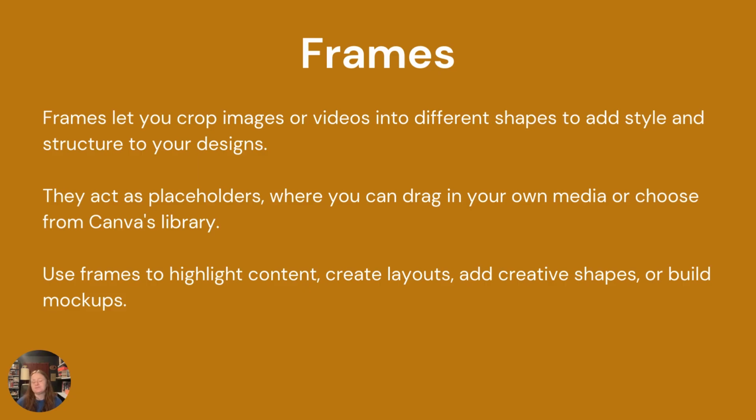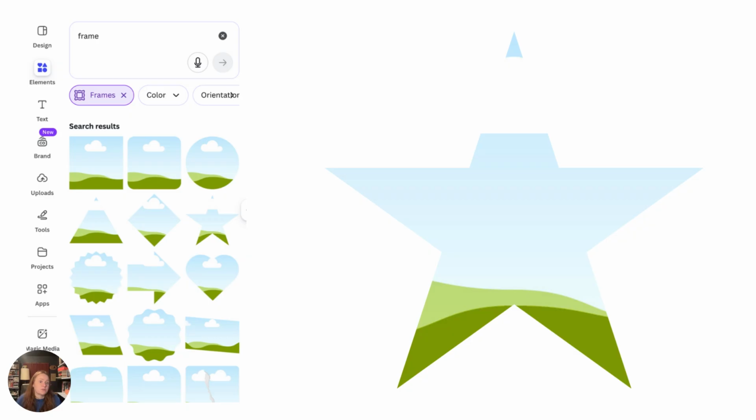So frames will let you crop your image or your video into different shapes to just add style or structure. They can also act as placeholders. So if you're creating something but you don't have the image yet, you can put in that frame and then you know that it'll be held there. And you can put in your own images or you can use the images from Canva's library, and they can create something that can be very visually appealing.